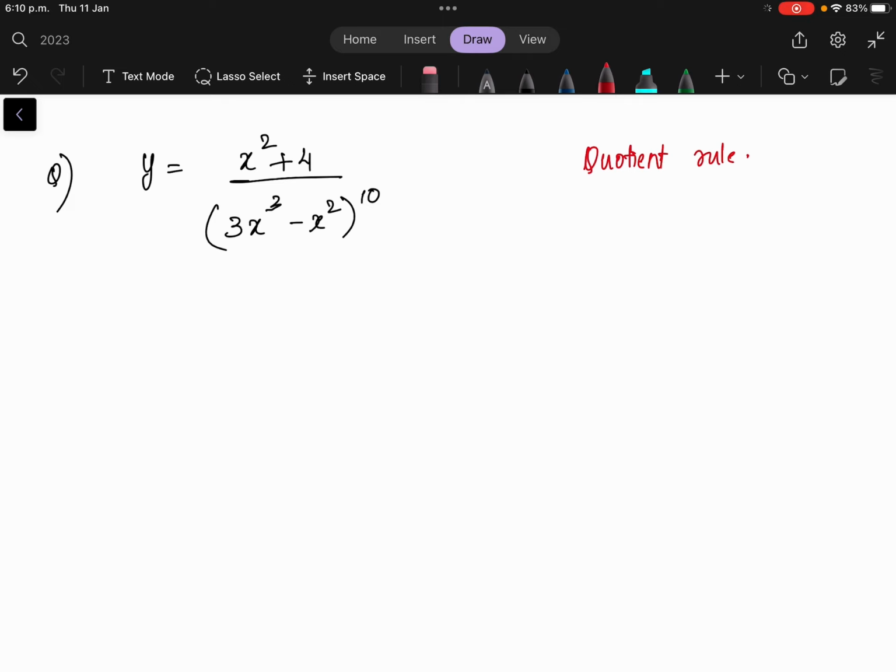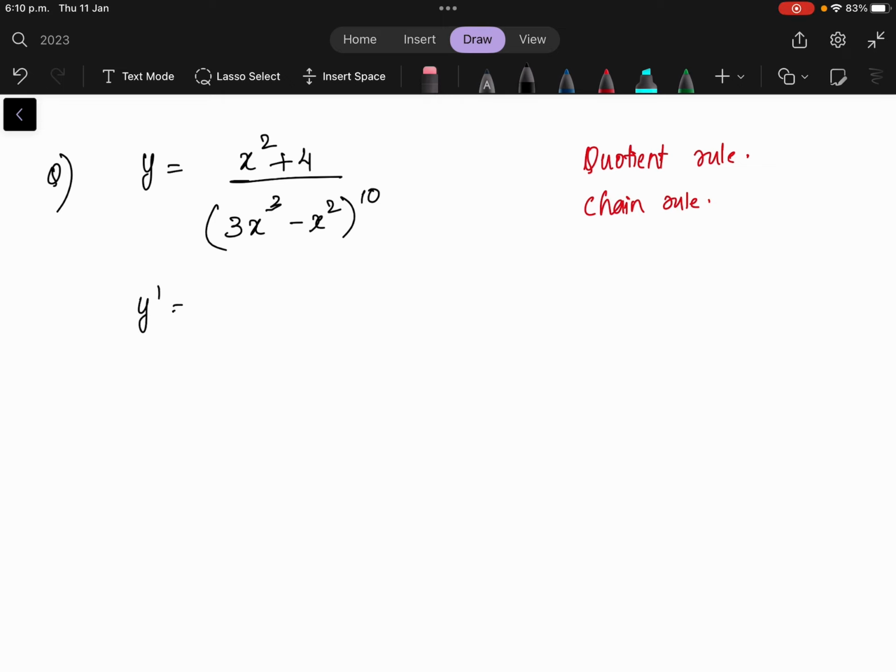Also, since in the denominator you have a power of 10 here, which means that you have a function raised to some other number, you have to apply the chain rule also. So these are the two things which have to go into your mind as soon as you see the questions. The exam questions will be of this type. So first thing, let us apply the quotient rule.